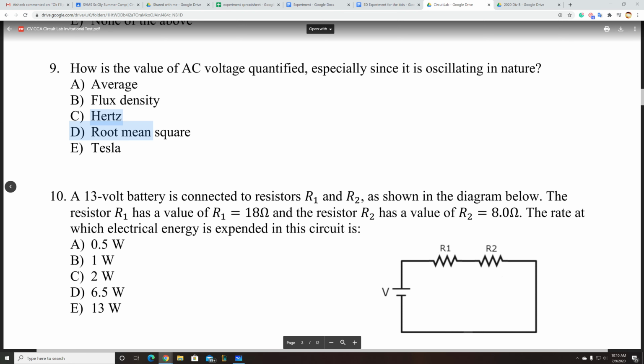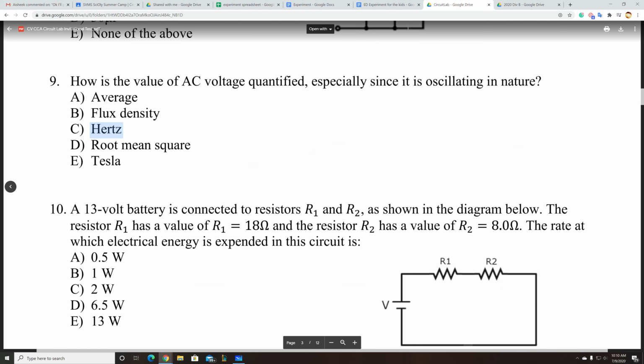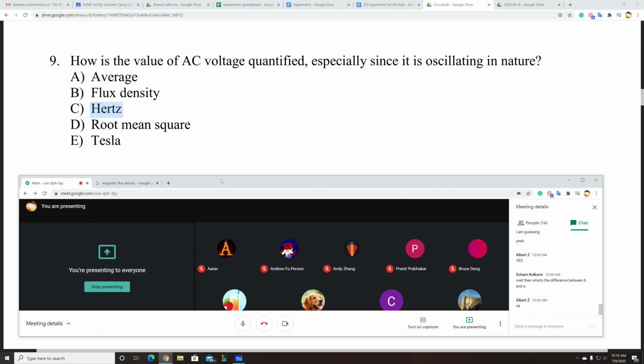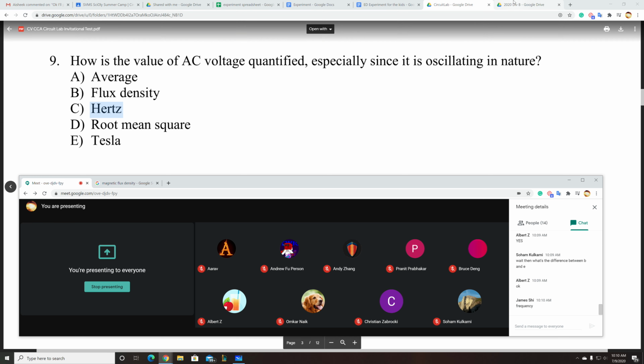It's Hertz. It's straight up Hertz. If you're on Dynamic Planet, you would know this. Actually, in 7th grade science, I'm pretty sure you learn this. Hertz is just a measurement of how many waves pass through a certain point per second. It's oscillating in nature; if you graph the voltage and current, it will just oscillate. Basically, it's just frequency. Yeah, James said that.